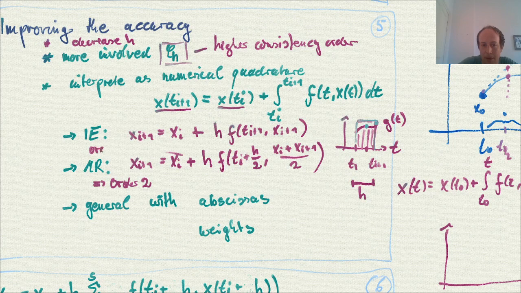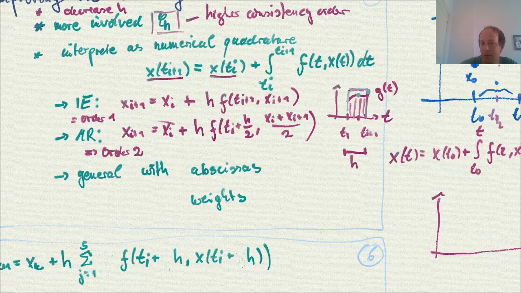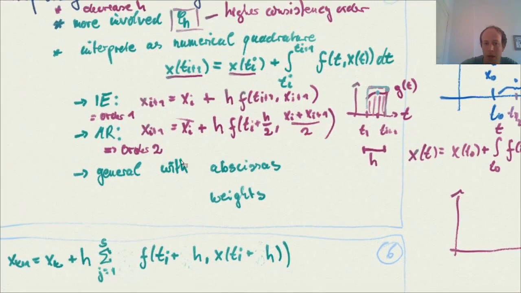In implicit Euler, we have just shown this is order 1. And this implicit midpoint rule is order 2. So just by using a better integration scheme, we have gained one order. And from this idea of approximating an integral and interpreting this as a numerical interpolation scheme, we can use a general quadrature rule.